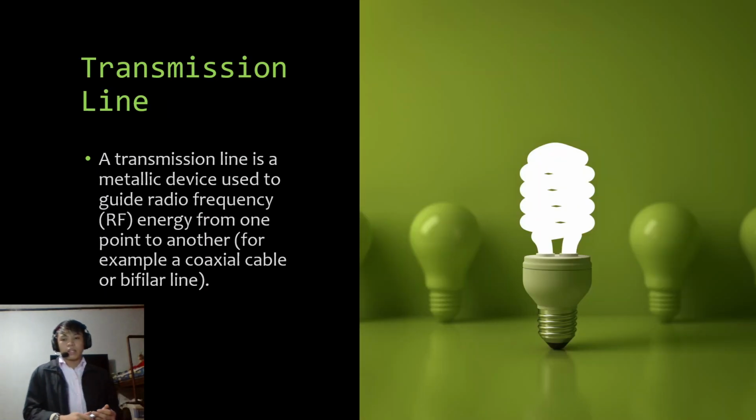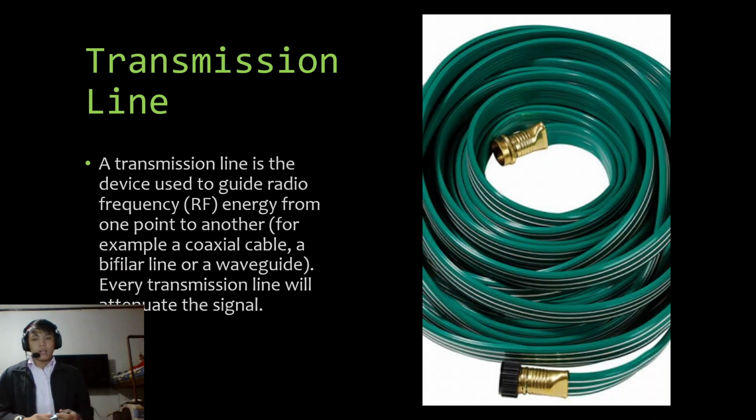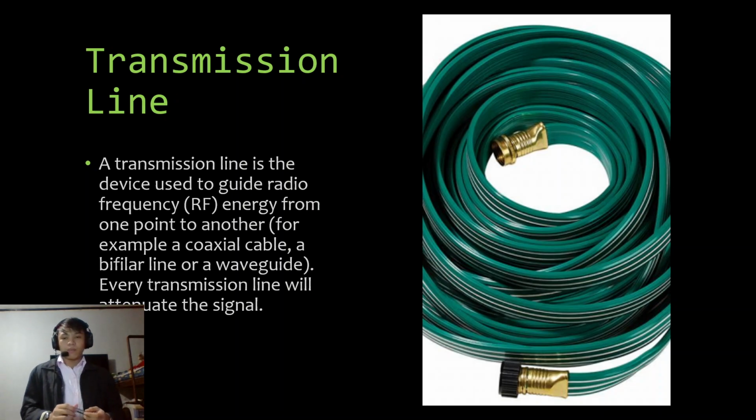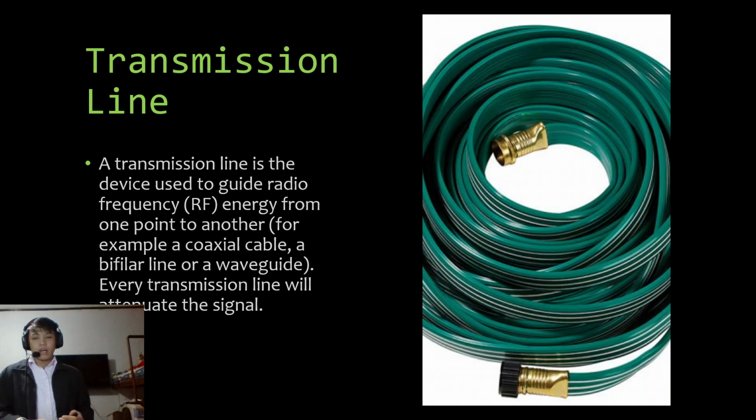A transmission line is a metallic device used to guide radio frequency energy from one point to another, as I said before. It is also the line device used to guide radio frequency energy from one point to another. Examples are coaxial cable, bifilar line, and waveguide. Every transmission line will attenuate the signal.